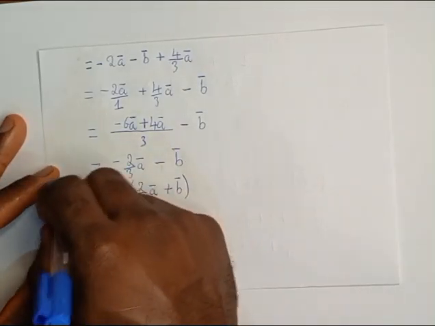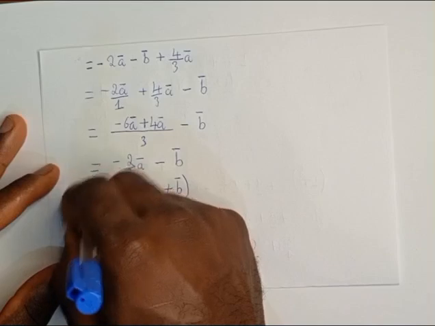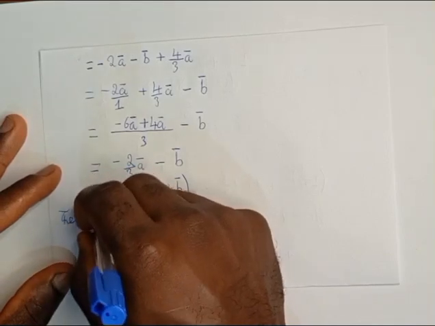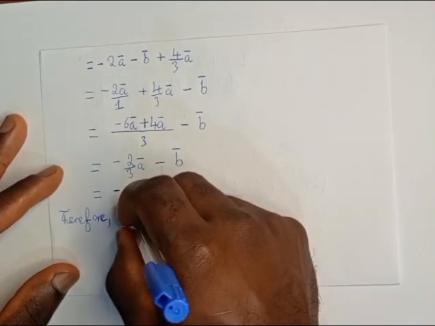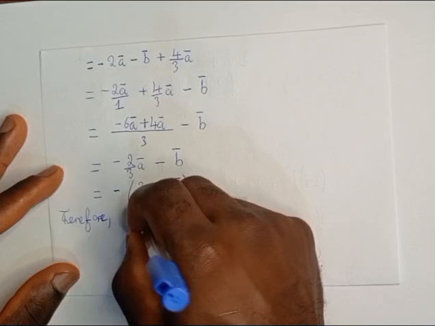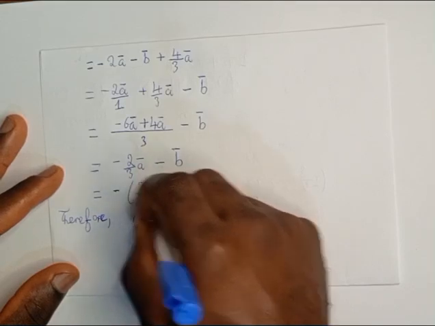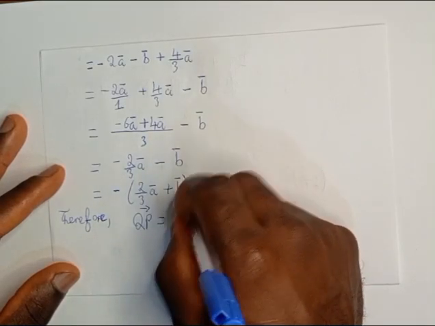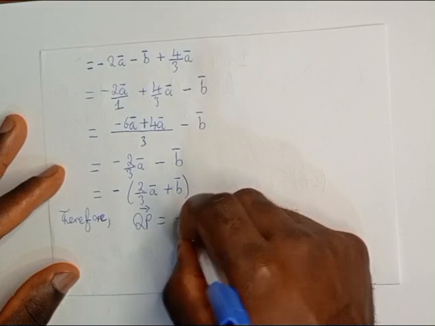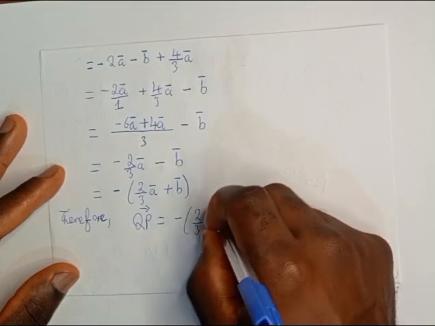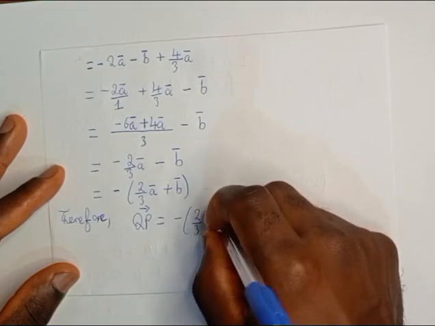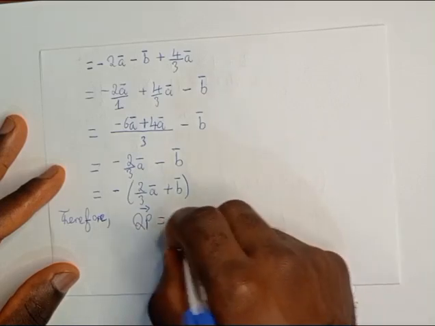We conclude, therefore, our vector QP is equal to negative 2/3 A bar plus B bar. We underline the answer.